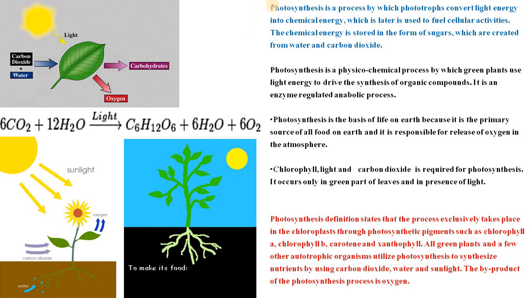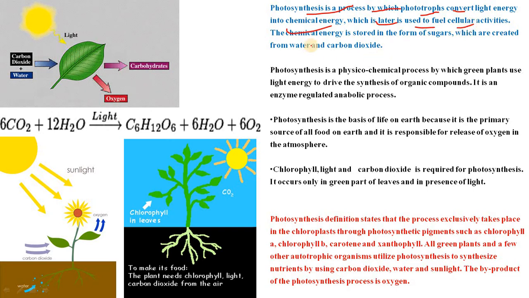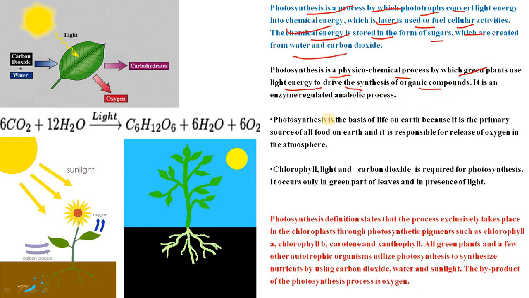Giving a brief intro of photosynthesis. Photosynthesis is a process by which the phototropes convert light energy into chemical energy, which is later used to fuel cellular activities. The chemical energy is stored in the form of sugars, which are created from water and carbon dioxide. Photosynthesis is a physico-chemical process by which the green plants use the light energy to drive the synthesis of organic compounds. It is an enzyme-regulated anabolic process.